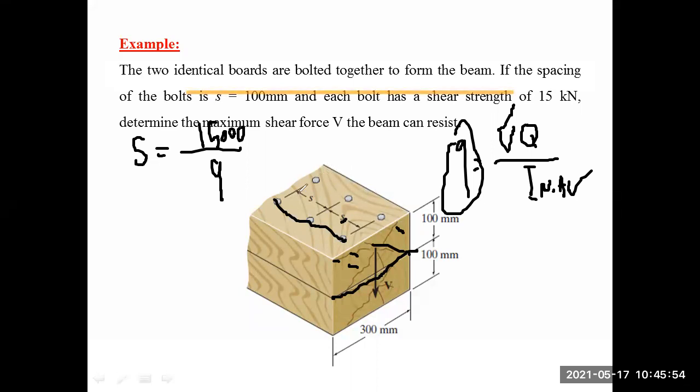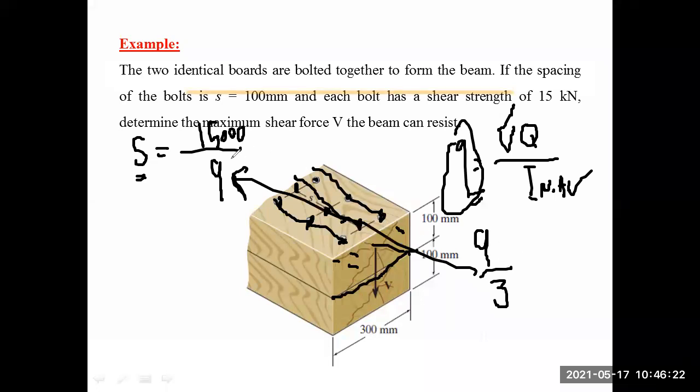If I have 3 rows of screws or nails, 1, 2, 3, right? Then what I get of Q has to be divided by 3, and then I can get the spacing. So I plug this Q over 3 into here: I have 15,000 over this Q, which is Q over 3 already divided, so I get the spacing for each row.